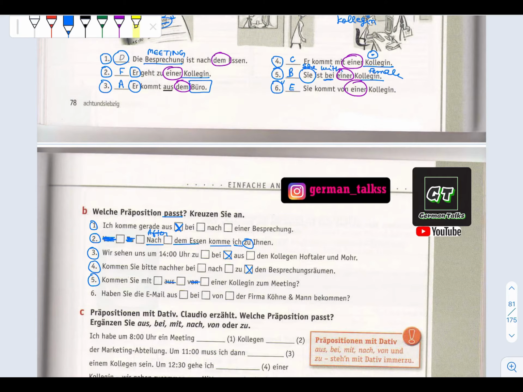Now this cannot be the answer. Kommen Sie mit means with. You come with a colleague to a meeting, and it's a question form, like will you come with a colleague to a meeting? Haben Sie die E-Mail dash der Firma Kohlmann bekommen? How will we say in English: have you received an email from the firm Kohlmann? So what do we say, from? So von.